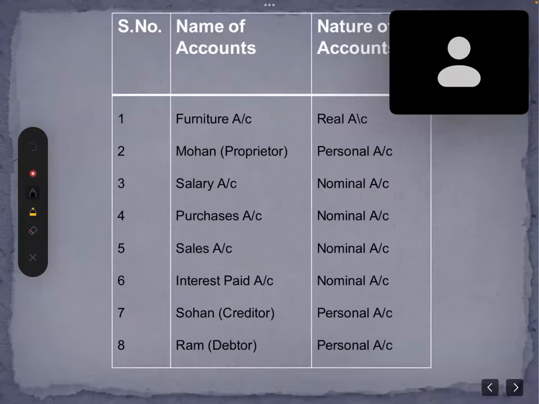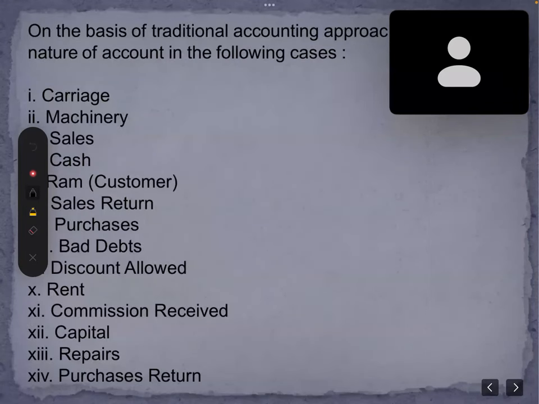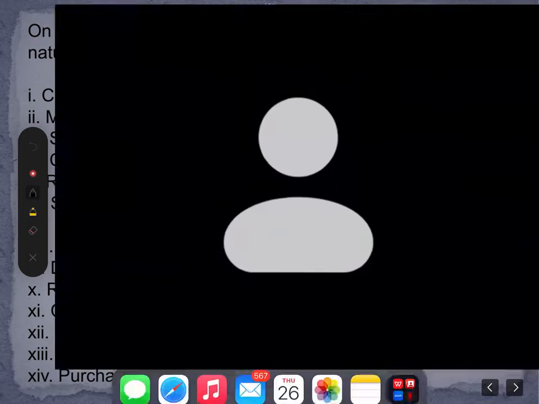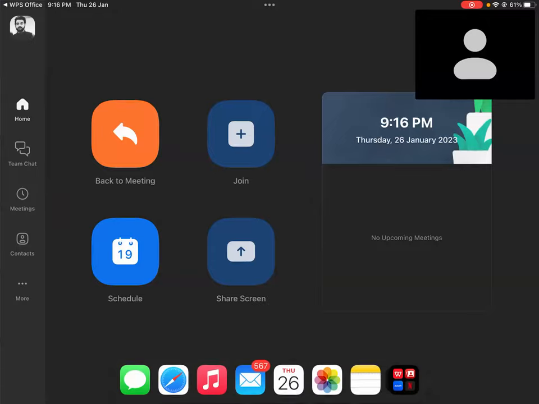Okay. So now let's move to the next question. Again, these are the various items. You need to identify them on the basis of the traditional accounting approach: carriage, machinery, sales, cash, RAM, sales return, purchases, bad debt, discount. All of these items need to be classified into different categories of account based on the traditional accounting approach, which I'm sure everyone will be able to solve. So I'm skipping this question. If anybody wants me to explain it, kindly tell me so that we can discuss it. Otherwise, I'm moving to the next slide. Or do you think you'll be able to do this? Tell me, what do you think? You can do it. Okay, that's good.